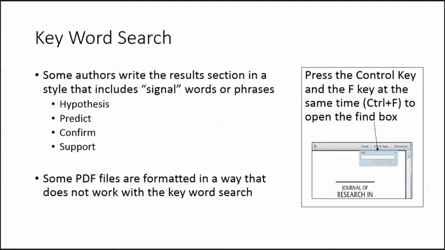Using the find function in the electronic file allows you to search for those signal words noted above in this slide. Note that the find function will find those strings of letters within a larger word, so using predict will also find references to predictions, and so forth.